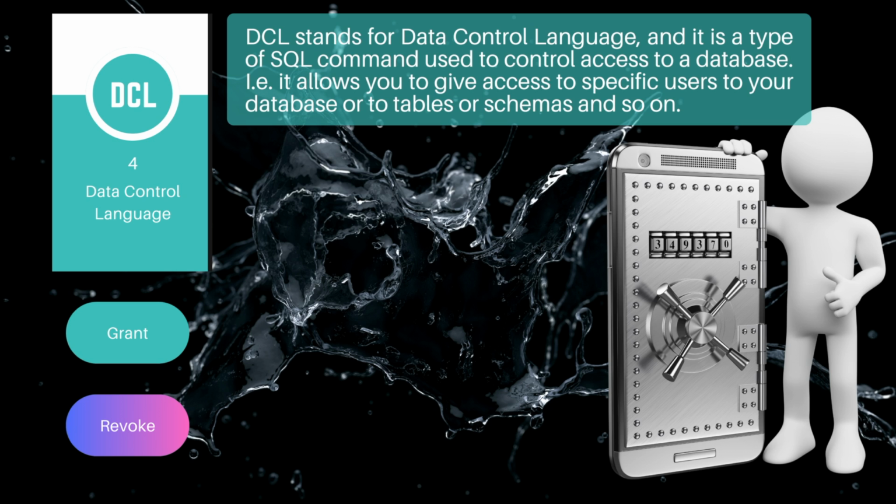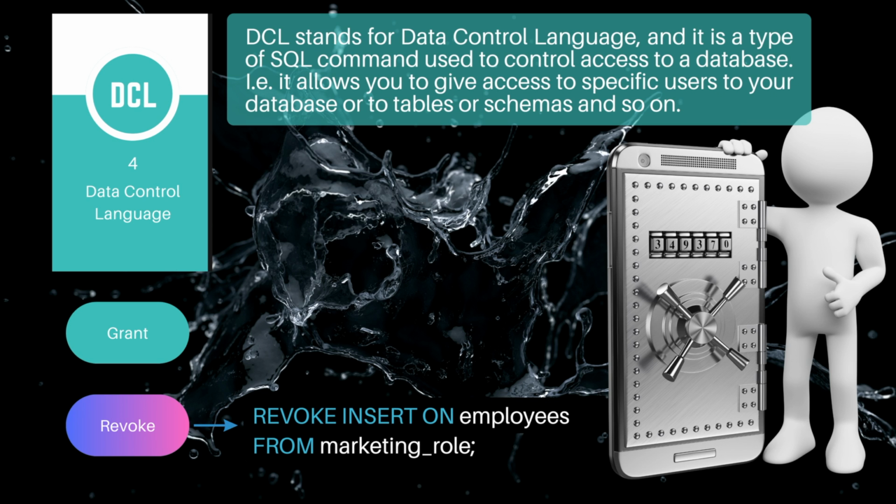The next command is revoke. The revoke command is used to remove permissions that have been previously granted to the user or role. It specifies the type of permission, the user or role, and the object or action from which the access is revoked. For example, this particular command revokes the permission granted to the marketing role to insert data on the employee table.